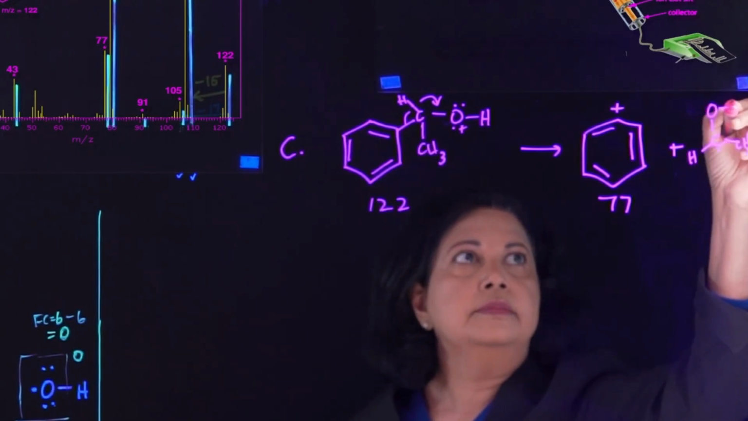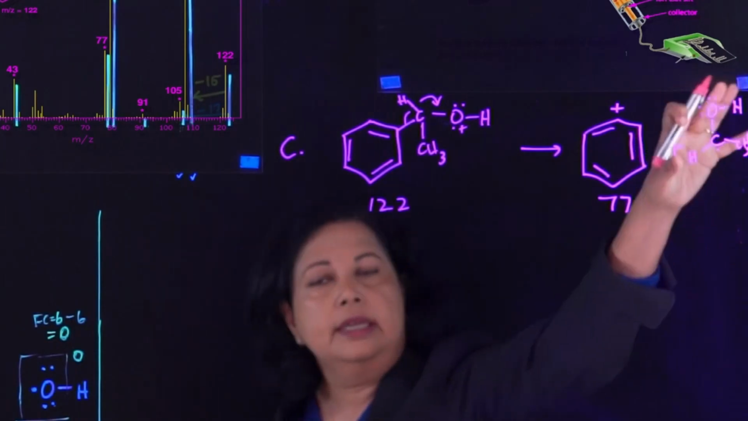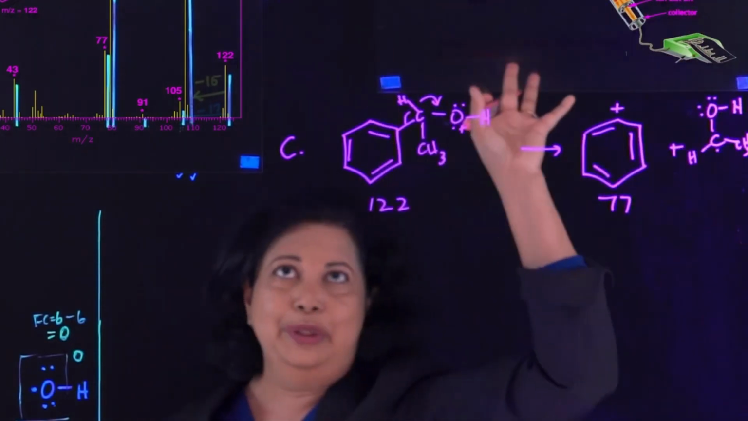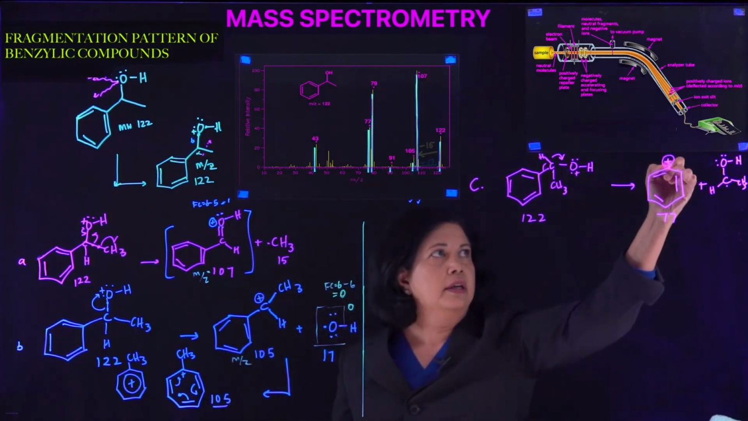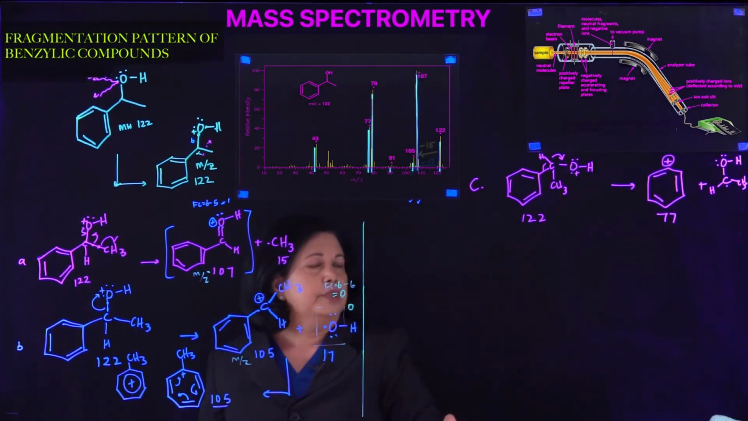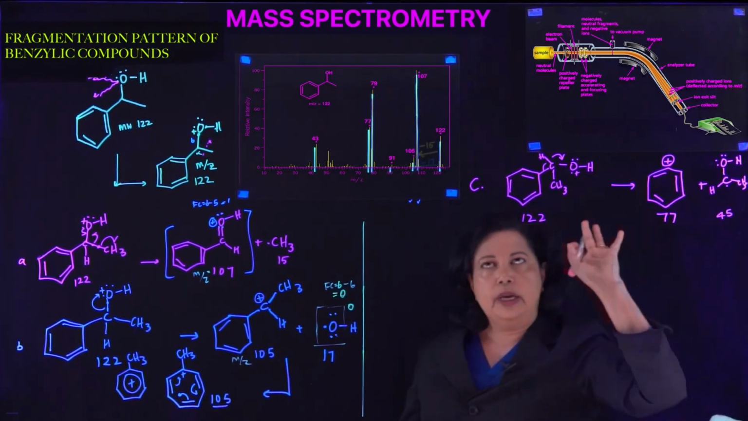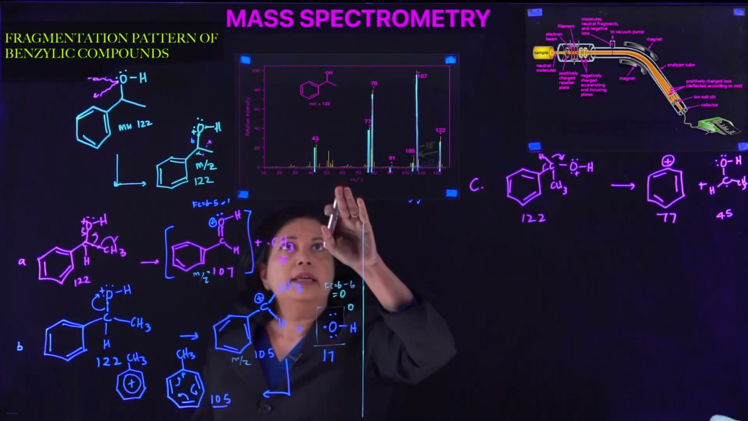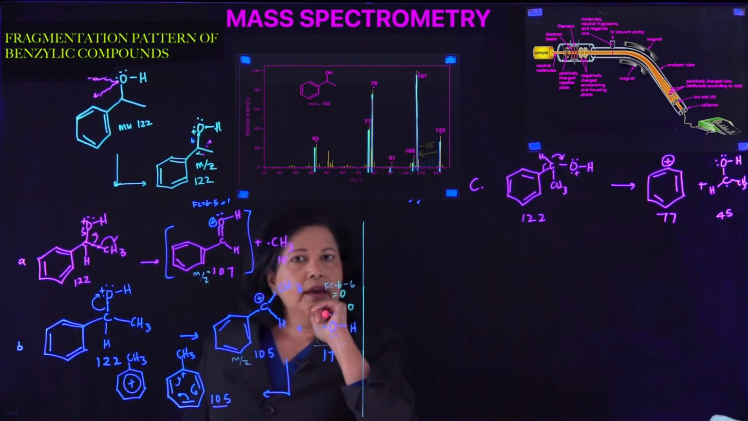And there you go. So that radical is going to get sucked in through the tube. So you can get your cation here, phenyl cation, for 77. Now, this is going to be 45. That's a radical. It's not going to show up here. Let's look at what other possibilities there are for the 79.